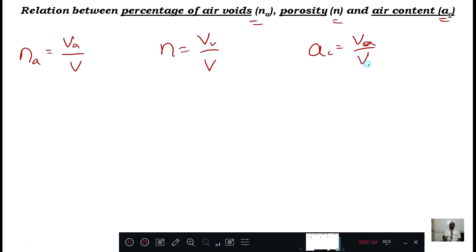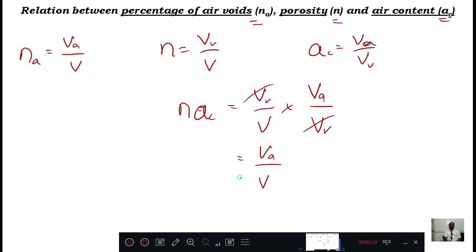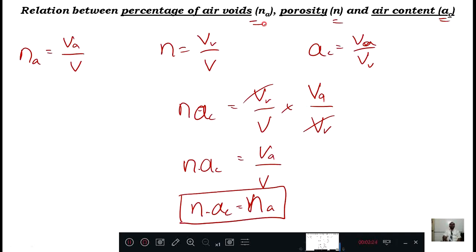Va divided by Vv. Now looking at this, the denominator of one is Vv and the numerator of the other is Vv. Therefore if I multiply, I will get something interesting. n into AC equal to what? Vv divided by V into Va divided by Vv. This Vv cancels and I will get Va divided by V. This is nothing but n into AC. Now this Va by V is your Na. Therefore n into AC equal to Na is your answer. The relation between percentage of air voids, porosity and air content is n into AC equal to Na.